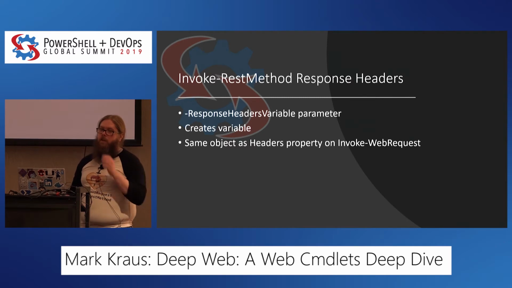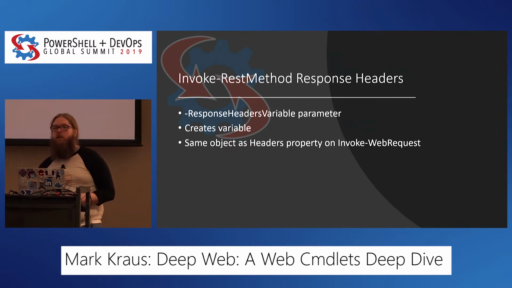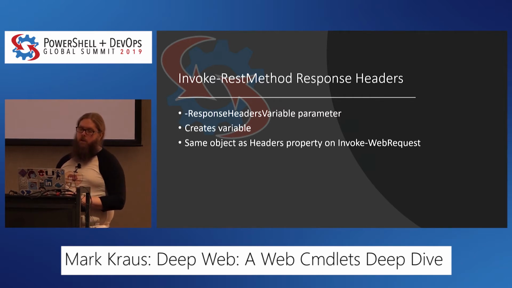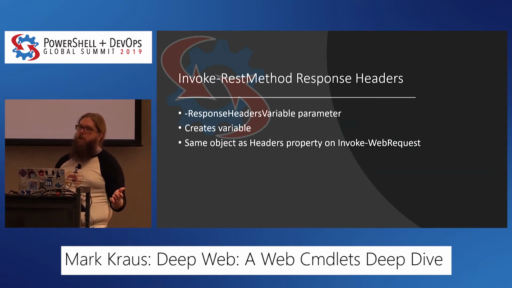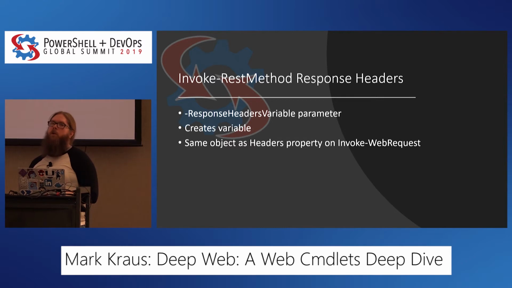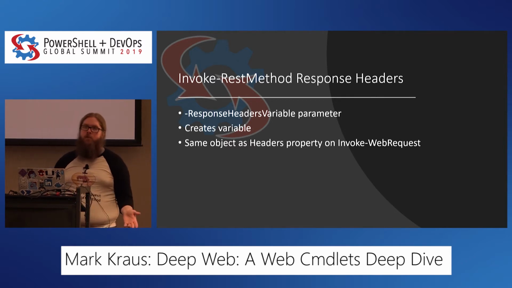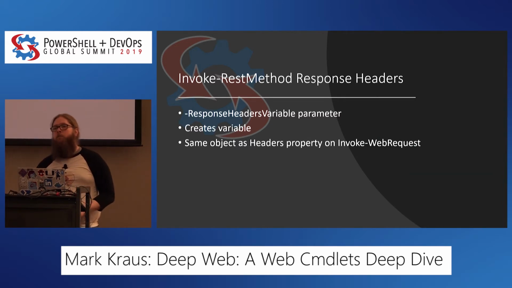Invoke REST method now supports response headers, so that's one thing that we added to this. Basically you pass in a variable name, it sets a variable in your calling scope, and it populates it with the headers that are normally what you would get back with invoke web request. So a lot of APIs definitely require you to inspect headers for things like, is my OAuth token about to expire? Have I exceeded my API call limits? Lots of headers are really important that you need to get.